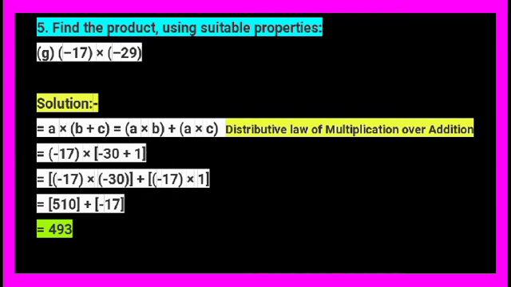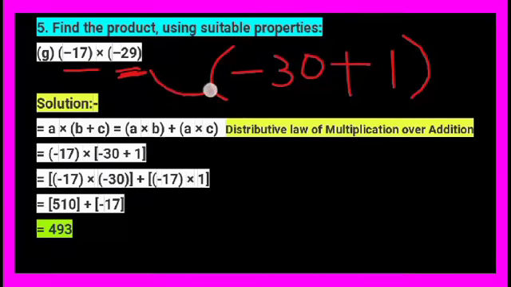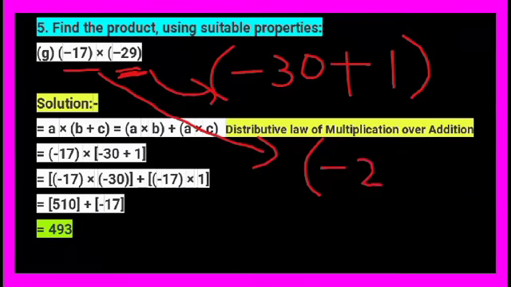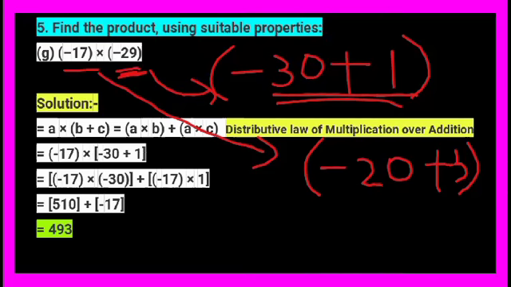Next is minus 17 multiplied by minus 29. Now you have to think about how we can write one of these numbers in separation form. Can we write minus 29 like this, or you can write minus 17 as minus 20 plus 3. Whatever you would like to take, you can take. If you write minus 29 as minus 30 plus 1, then keep this minus 17 as it is. And if you write minus 20 plus 3 for this minus 17, then you have to write this minus 29 as it is.